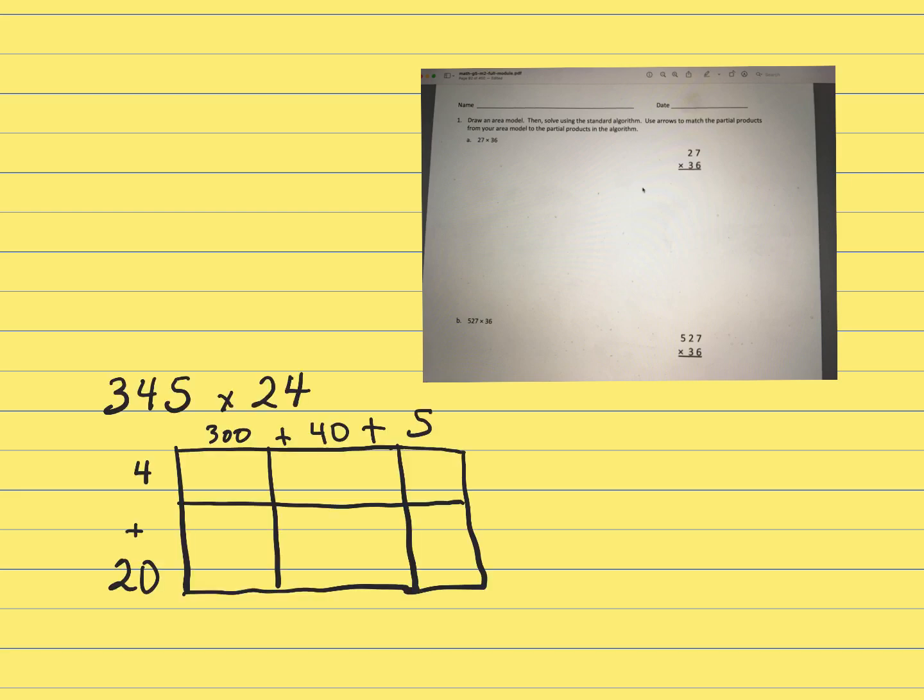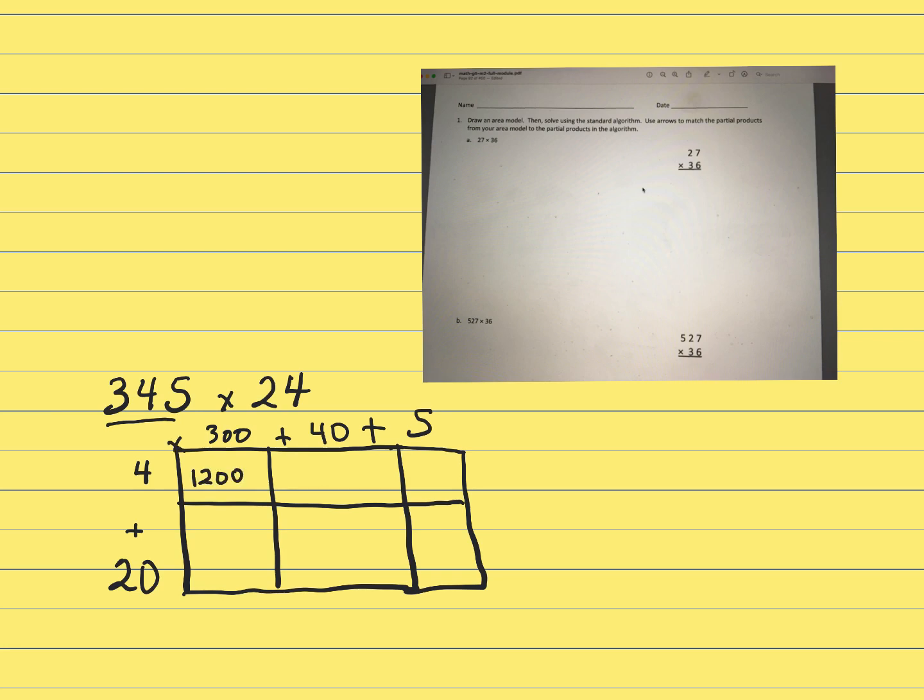Okay, I've set up my area model where at the top you'll see I broke down 345 into 340 and 5. And then along the side, I've broken down my 24 into 4 and 20. So I'm going to do my partial products in each of these, and then I'm going to do the standard algorithm.